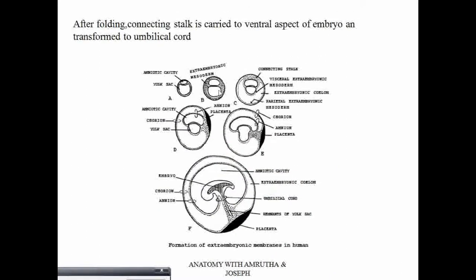So after the folding, because of the effect of the folding, the connecting stalk which is there in the dorsal aspect comes to the ventral aspect, as you can see here. It comes to the ventral aspect. So this is the dorsal aspect of the embryo. Now it is in the ventral aspect. It was before in the dorsal aspect, and later the connecting stalk transforms into umbilical cord. Umbilical cord is connecting the placenta to the developing fetus.